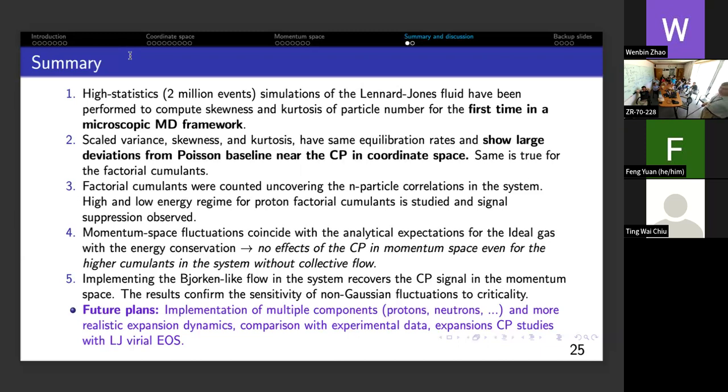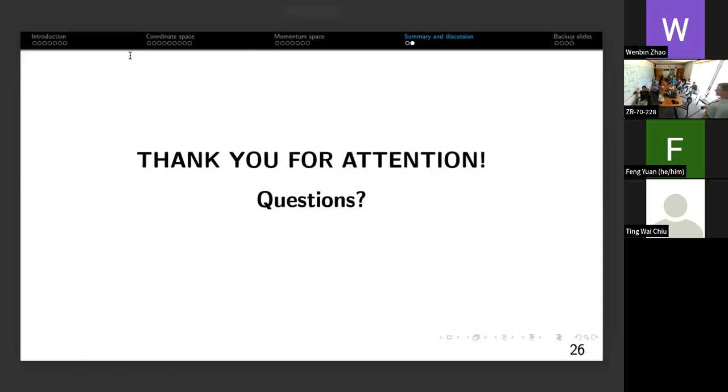Also, we want to implement multiple components in our molecular dynamics, and think about how to do it. And one more thing we are working on now is that we might try to work on the critical point search with the expansion scheme, which was discussed here a week ago by Hitachi, using our real Lennard-Jones equation of state to check if it works there. Thank you, and I hope someone has questions for me.